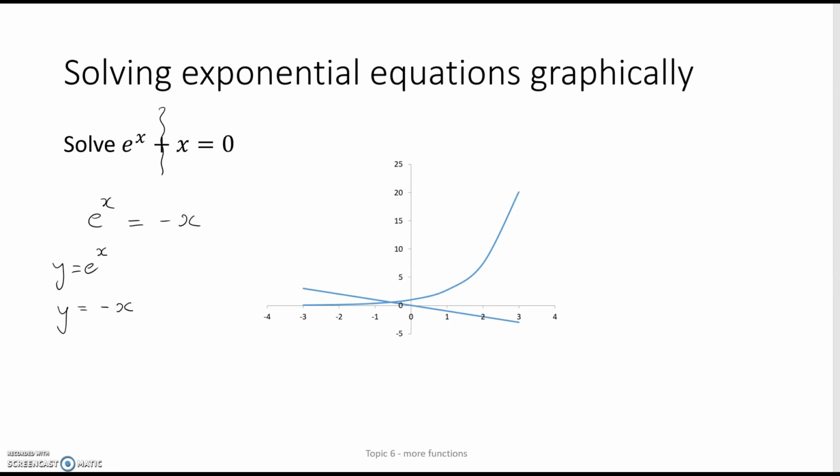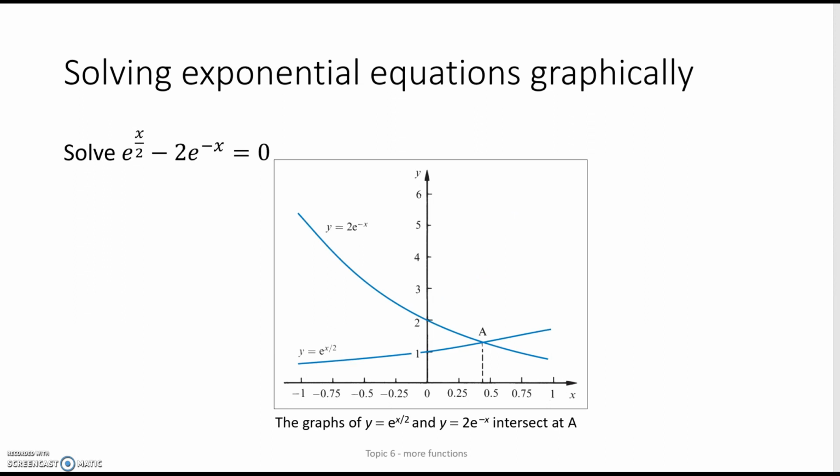Now, I've already drawn them on here. So this is y equals negative x. This is y equals e to the power of x. And we can see where they meet there. Now, if my graph was accurate and big enough, we could read off that x was equal to negative 0.57. And we know that that's true, so that y would equal 0.57. So that's the point of intersection. We're just reading it off a graph.